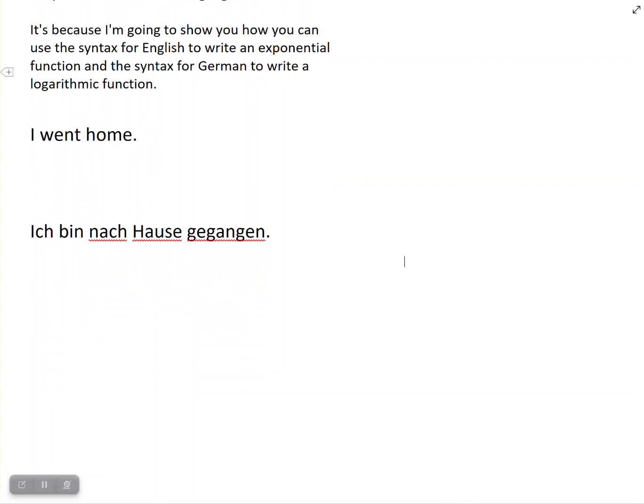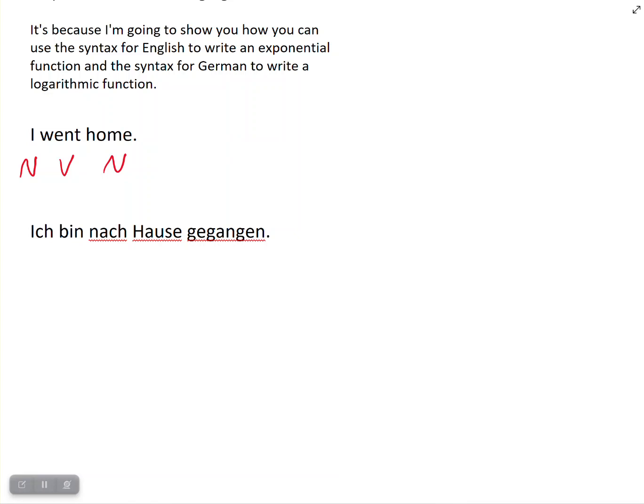The one in English is "I went home," and in German, the same thing is written as "Ich bin nach Hause gegangen." It means the same thing. Now let me take a look at how this all works out. So I is a noun, and went is the verb, and home is the second noun. All right? This is the English syntax.